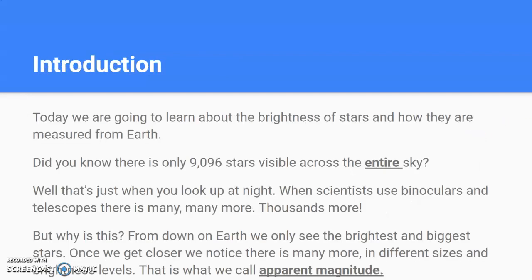Introduction. Today we're going to learn about the brightness of stars and how they are measured from Earth. Did you know there is only 9,096 stars visible across the entire sky? Well, that's just when you look up at night. When scientists use binoculars and telescopes, there's many, many more. Thousands more. But why is this, do you think? Well, from down on Earth, we only see the brightest and biggest stars. Once we get closer, we notice there's many more, in different sizes and brightness levels. That is what we call apparent magnitude.